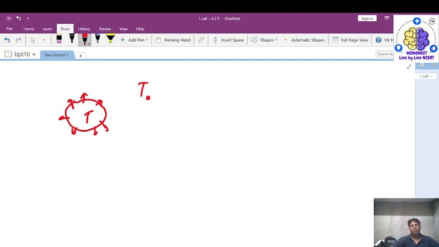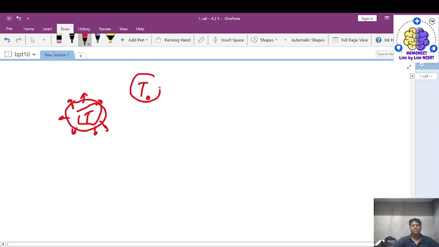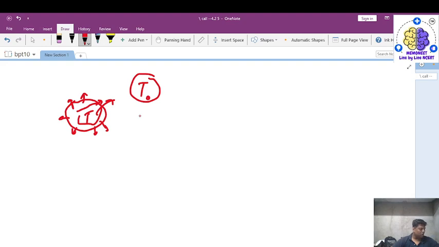Suppose a body is being heated to a temperature capital T, and it is being kept in a surrounding where the temperature of the surrounding is T naught. Then this body will be radiating heat. If it is radiating heat, it will cool down. Its rate of cooling is given by Newton's law of cooling.